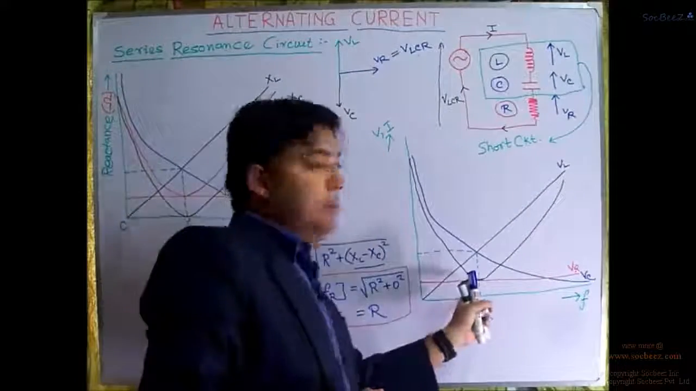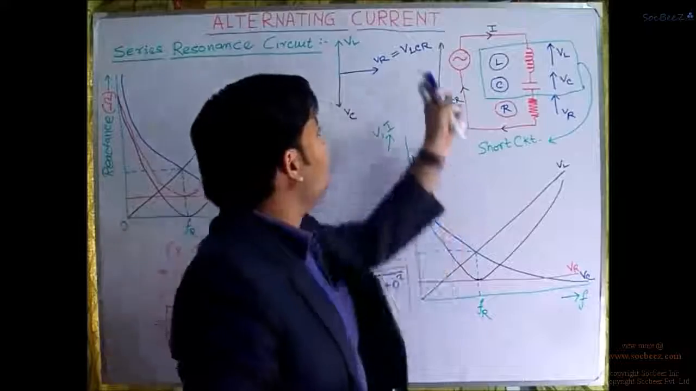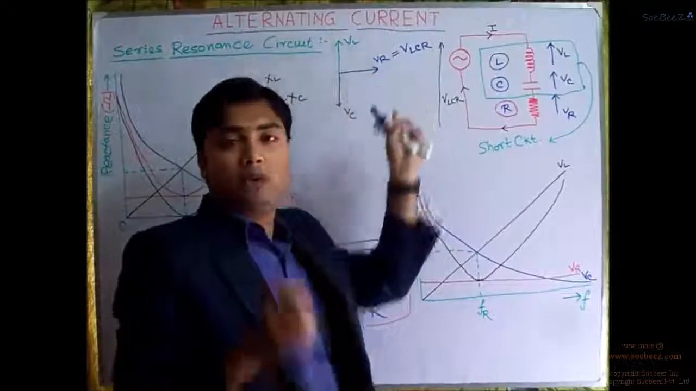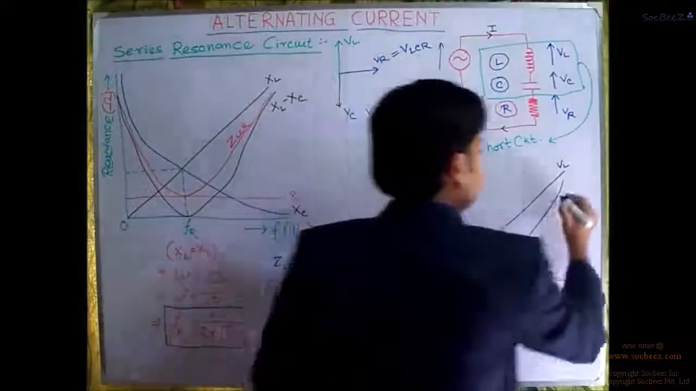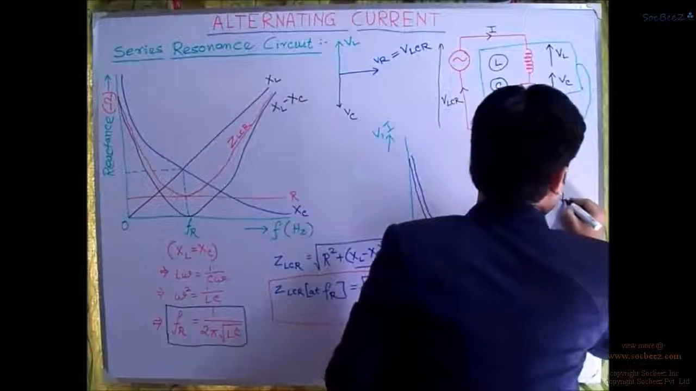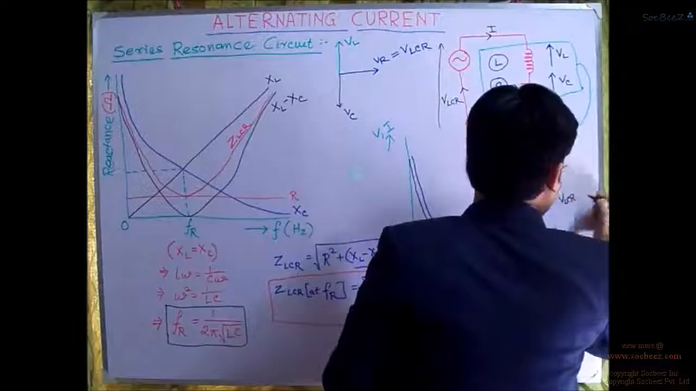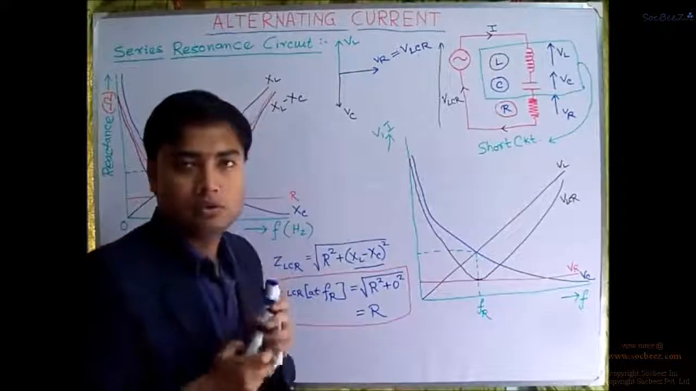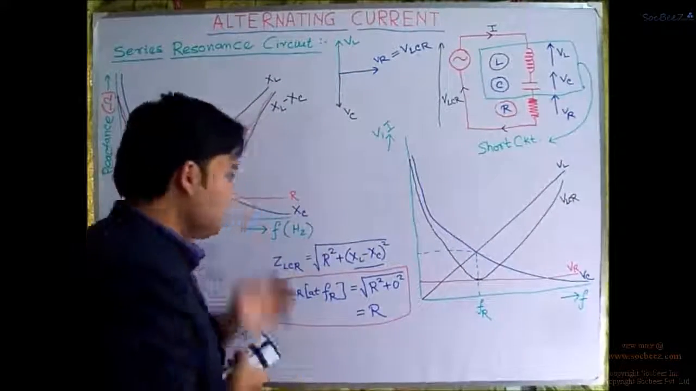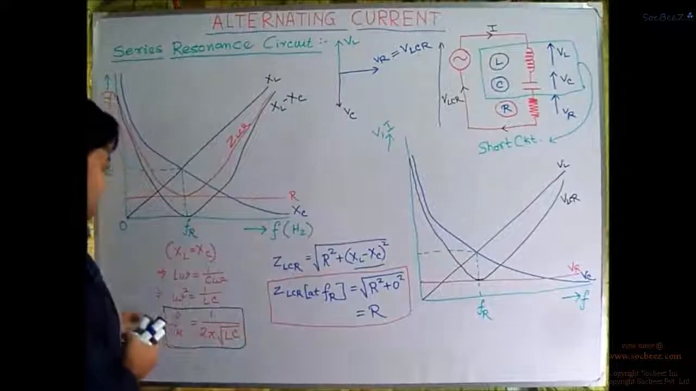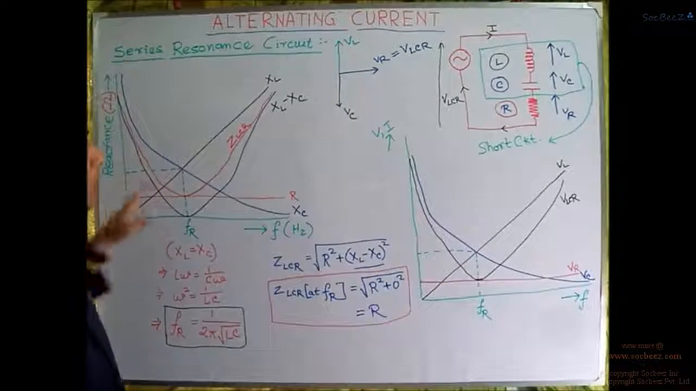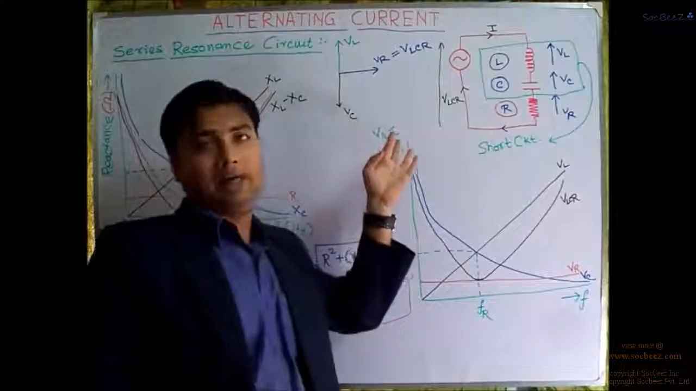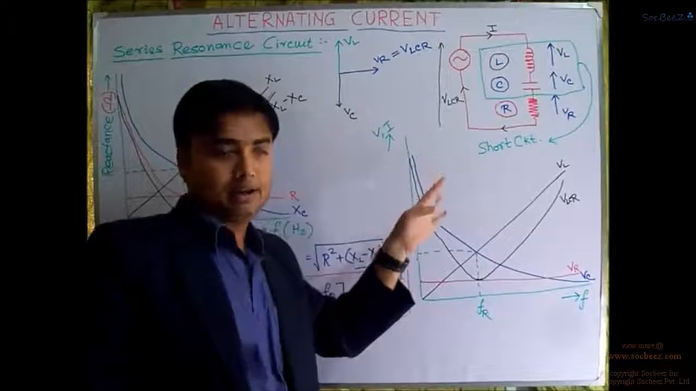This will be the minimum point when this V of LCR will simply be equal to VR, right? So this will be V of LCR. Now, two concepts. Over here, we are going to draw now the I, the current.